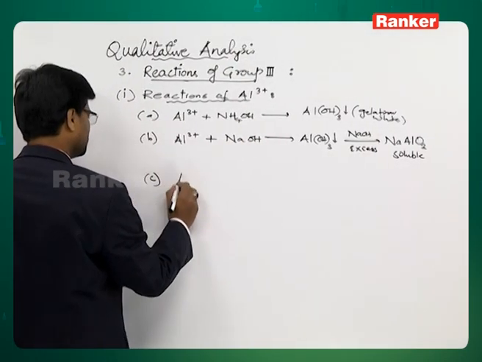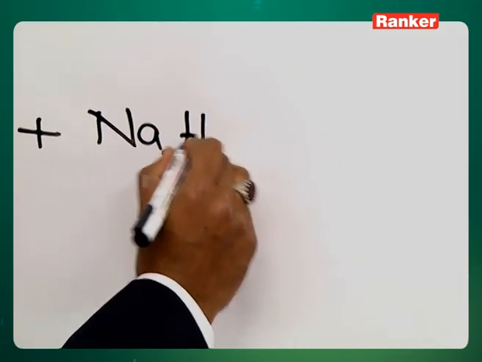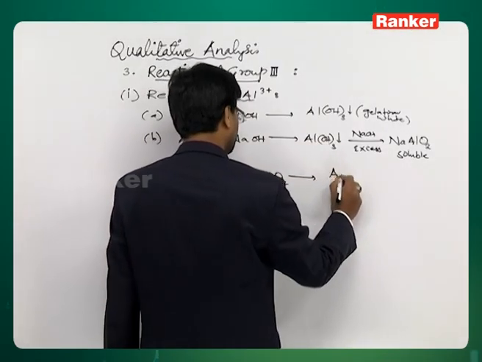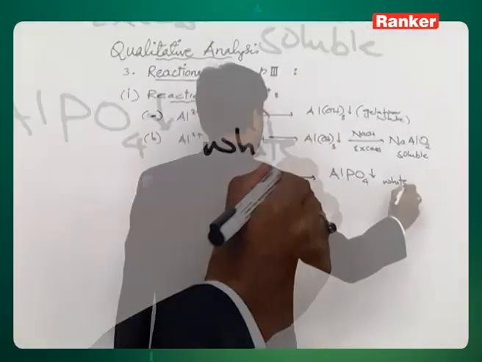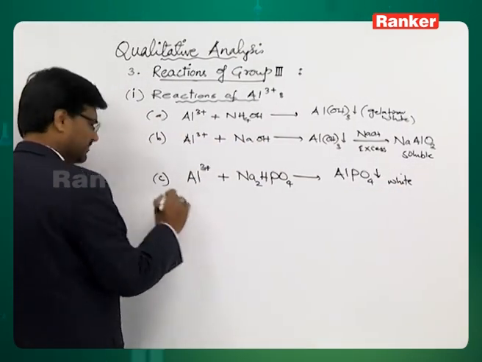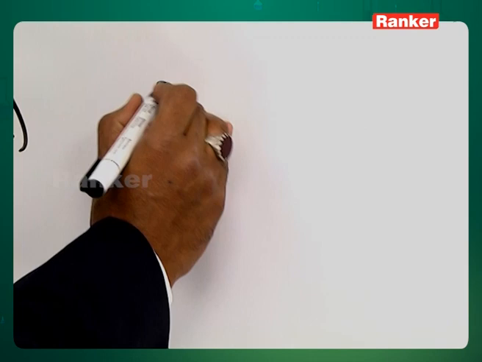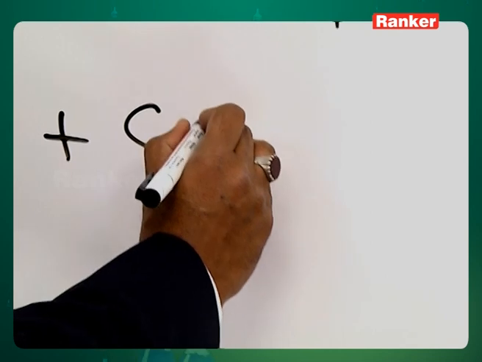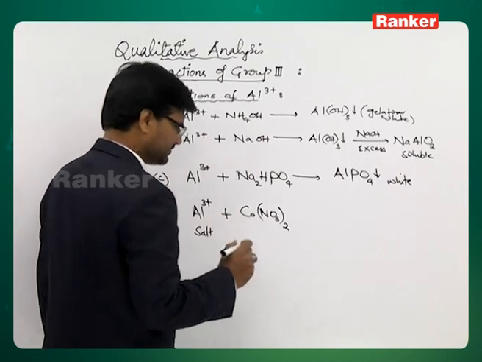Next reaction, salt solution containing Al3+ is treated with disodium hydrogen phosphate and you get AlPO4, aluminum phosphate, which is a white colored substance. And then the reaction I am going to discuss now is a dry reaction. Aluminum salt, you will have to take salt as such, not salt solution. Add cobalt nitrate and heat it.